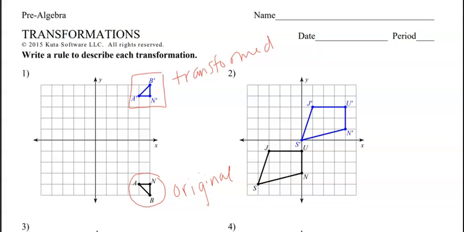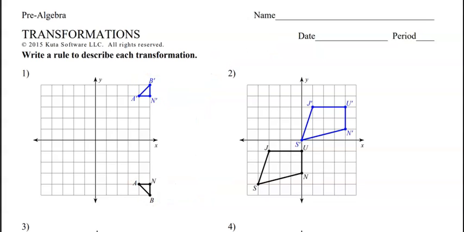So how do we get from the original to the transformed image? Did we translate? Did we just move it? So if we just moved it, it would stay in that same shape. So it would have this shape as the triangle. So we can see it doesn't have the same shape. It's not in the same direction. So it could either be rotated or reflected.